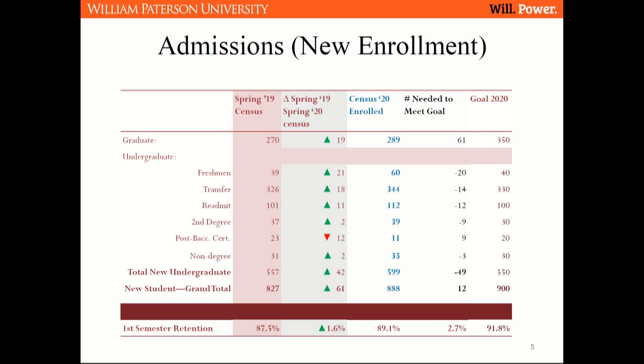In terms of freshmen, we established a goal of 40 students. We ended up with 60. The minus 20 is the difference between the goal and the actual, so we're 20 above the goal. For transfer students, the goal was 330. We ended up at 344 students. Last year we were at 326.